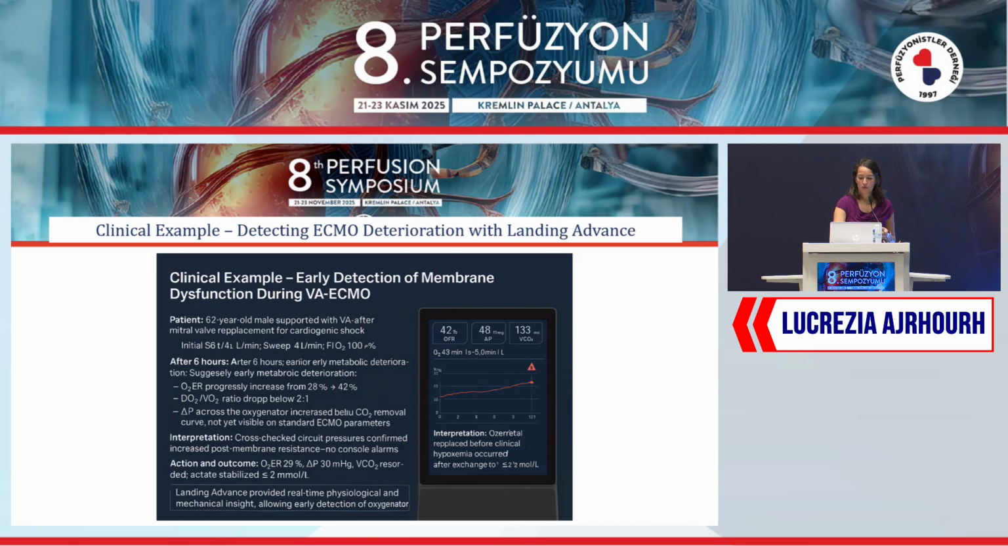The interpretation was that the combination of rising O2 and pressure drop along the assistance, with reduced CO2 elimination, suggests early membrane dysfunction and clot formation inside the oxygenator. And so we took the action to cross-check gas line pressure, confirm the increased post-membrane resistance, switch to the standby oxygenator, and perform the oxygenator change, of course.